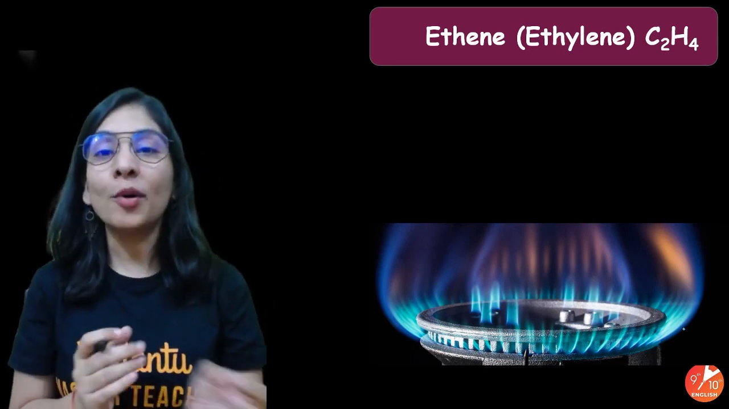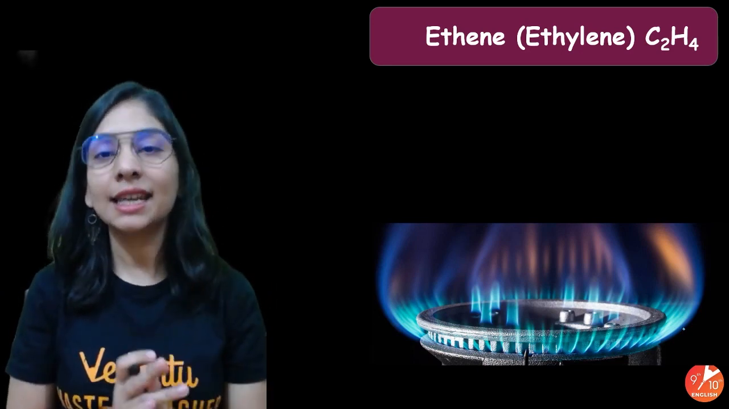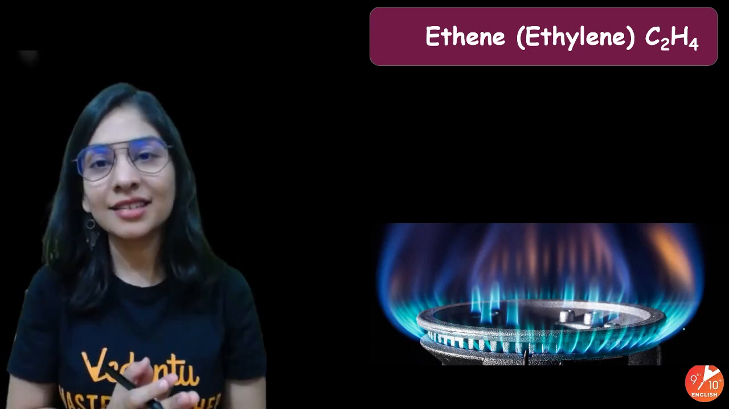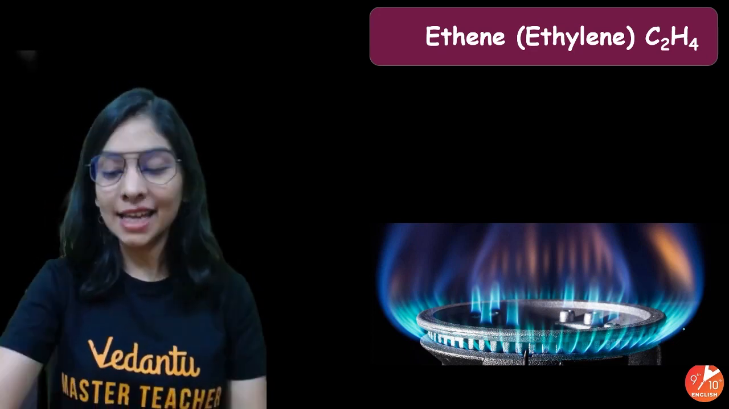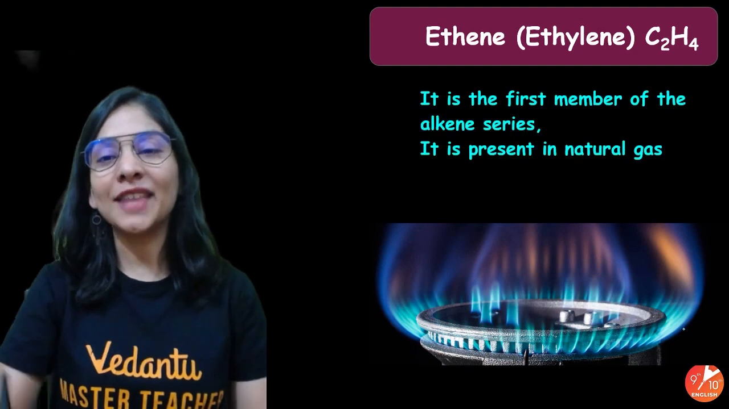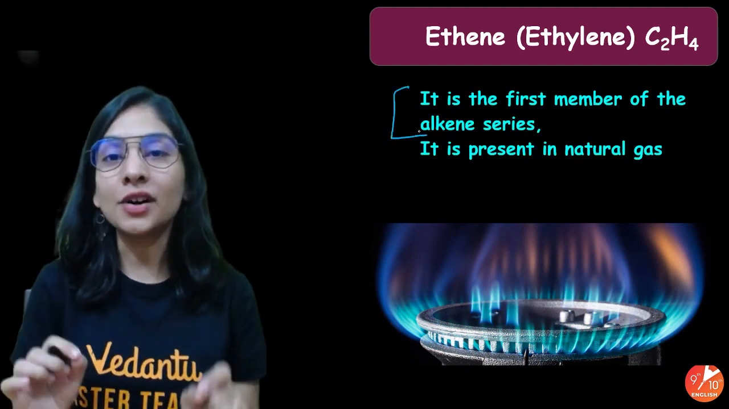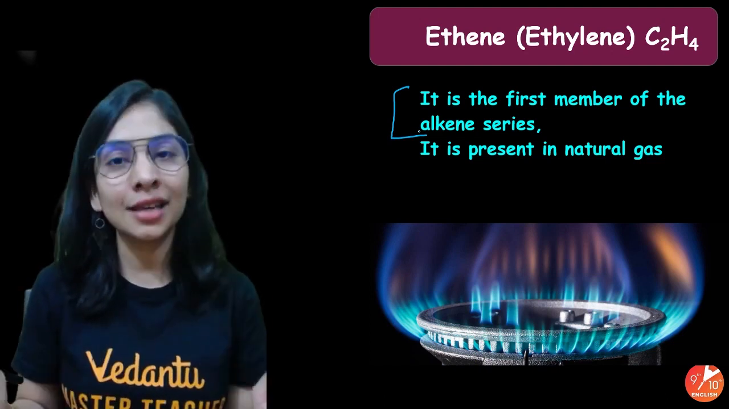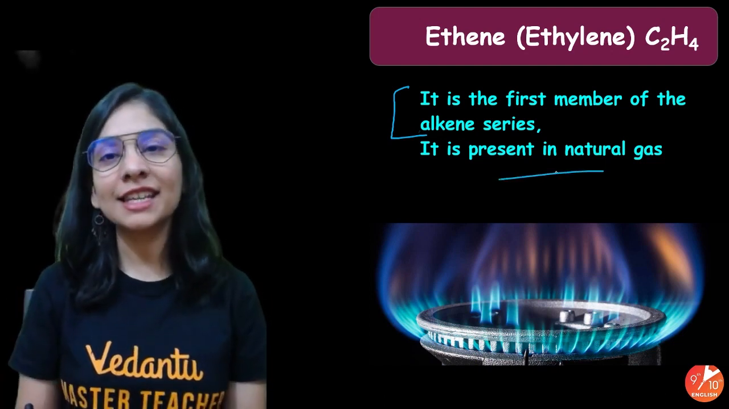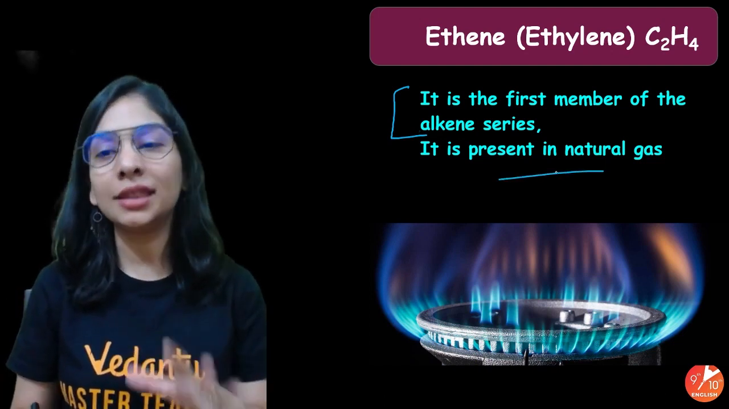Now, let's talk about a particular alkene in detail, and that's ethene, because that's what is there in your syllabus to know about. So ethene, let's talk about that first member of the alkene series. I hope there is no doubt in that. The first member is ethene, not methane, not possible. It's present in natural gas along with methane.